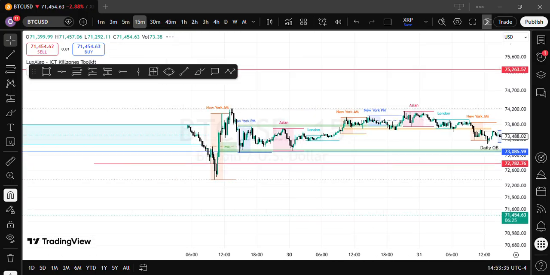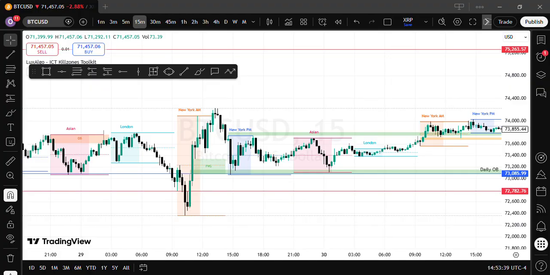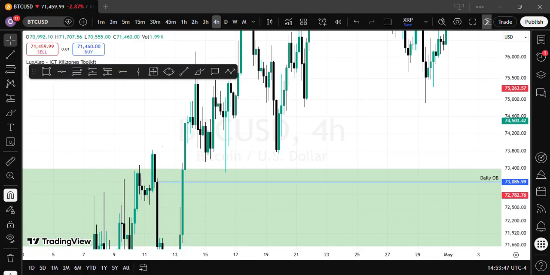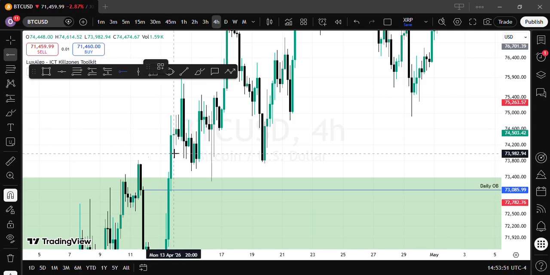Also, on the 15 minutes, I was looking at this also, but I never took this trade because I was very, very skeptical of it. This was what also made me skeptical. I think I deleted it. Let me put the line back.